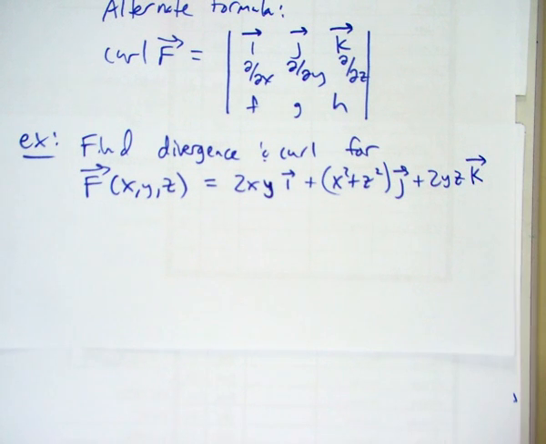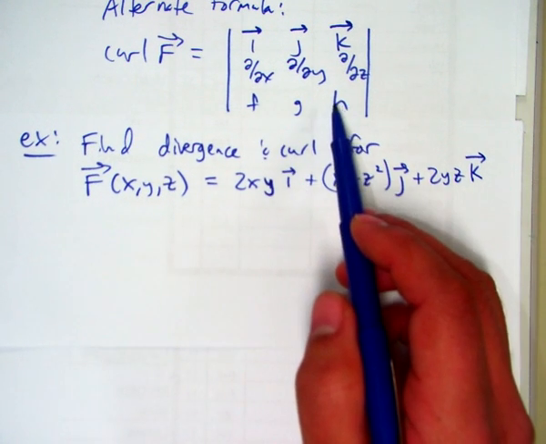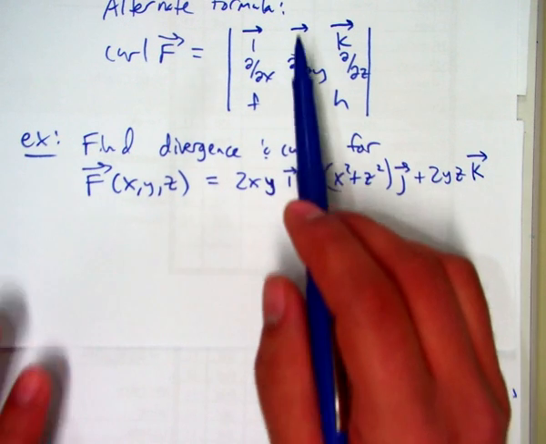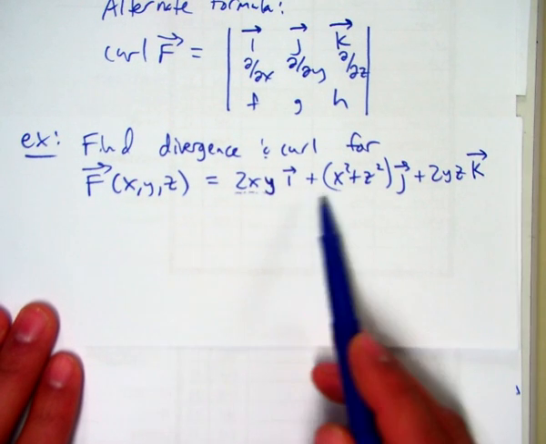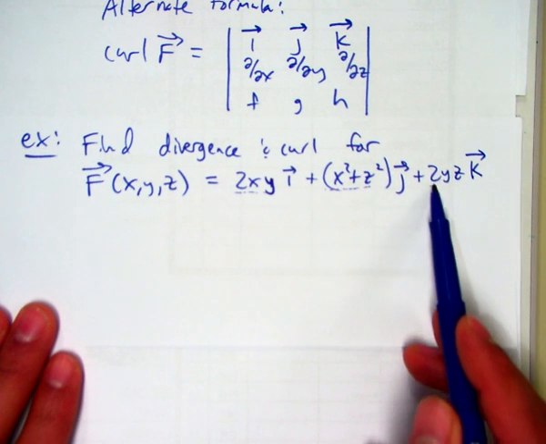Are f, g, h the partials of x, partial y, partial z? f, g, h are the scalar functions in here. So this would be little f, this would be little g, and this would be little h.